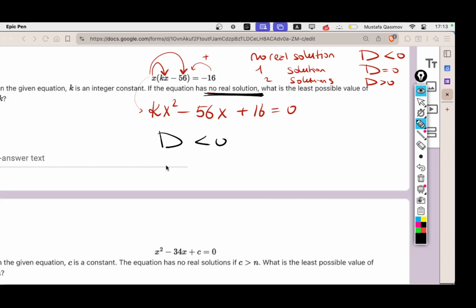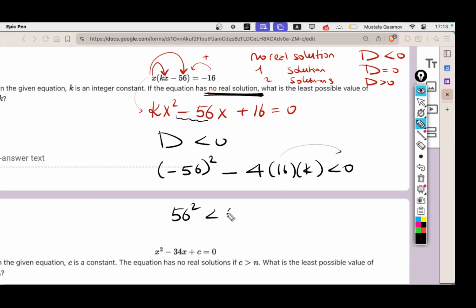So what's the discriminant here? Not k squared, b squared. B squared minus 4 times 16 times k, right? So it is less than 0. Then we can write it like that. 56 squared, let's put that one here, minus 64k. Can we write 8 squared instead of 64? Yes. Then we can eliminate 8 and 56. It will be 7 squared is less than k. K is equal to 49.